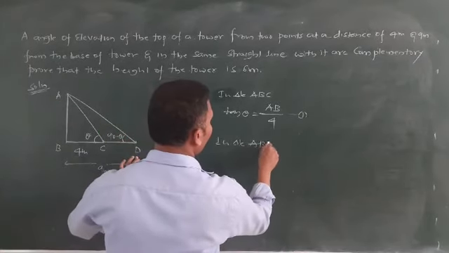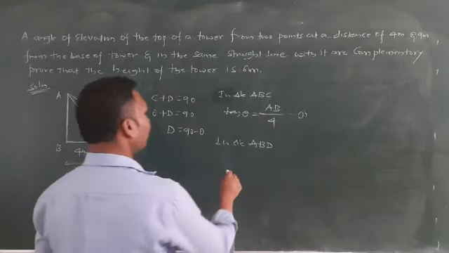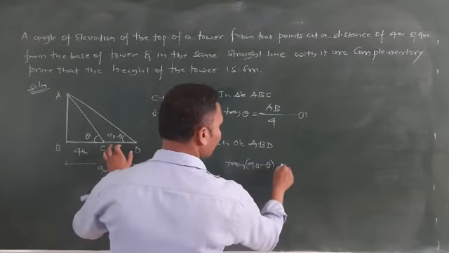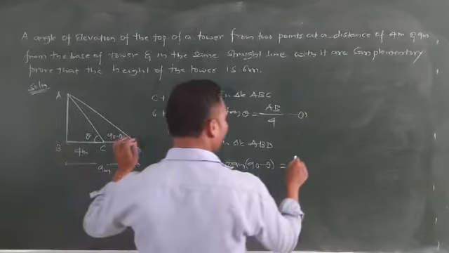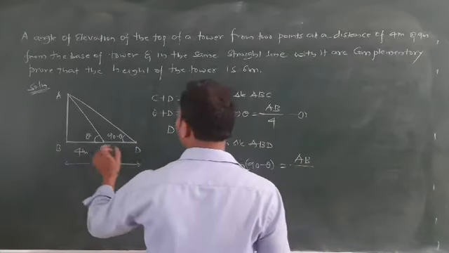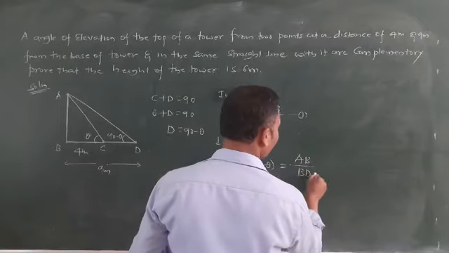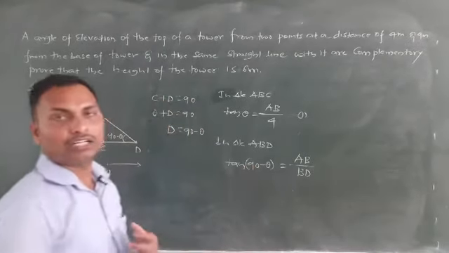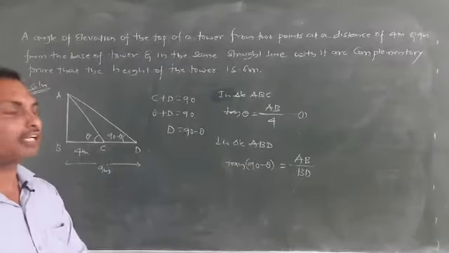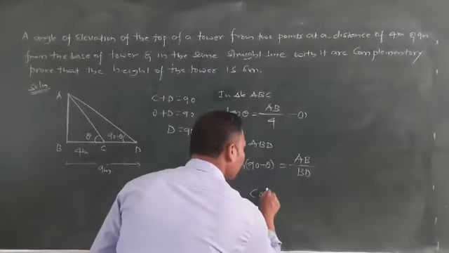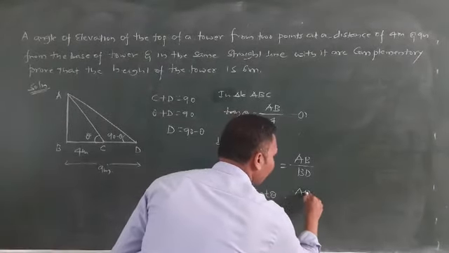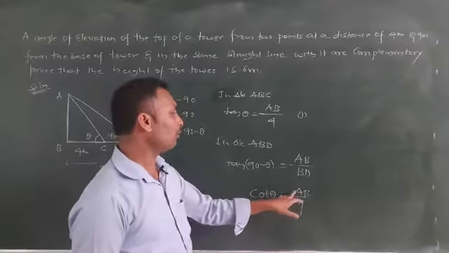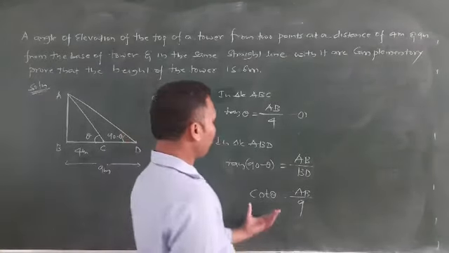In this triangle ABD, again I'll apply tan of 90 minus theta. So this is equal to, again we have AB by BD. Now see, already dear students we have studied complementary angles. Tan of 90 minus theta is nothing but cot of theta. So AB as it is and BD we have 9. We know it very well. And cot theta is equal to what? AB by 9.